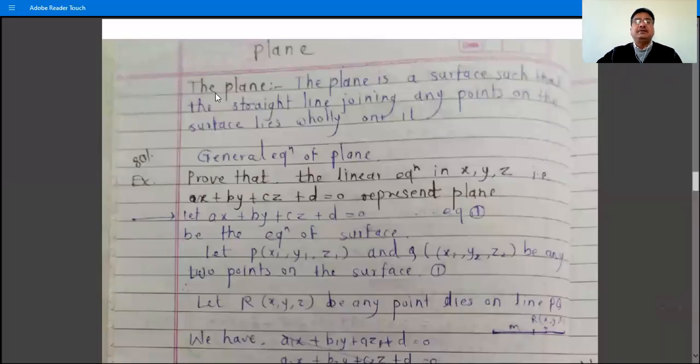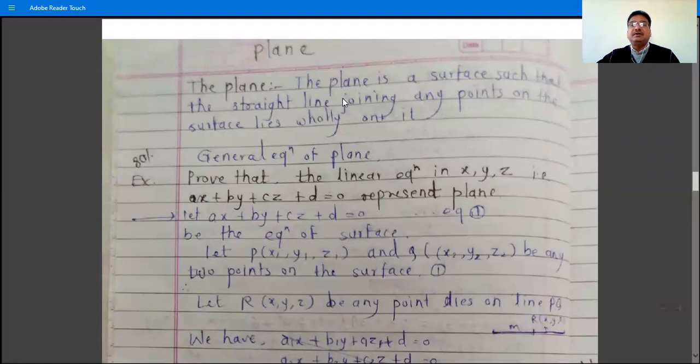Next topic is plane. The definition of plane. A plane is a surface such that the straight line joining any two points on the surface lies wholly on it. So, very simple definition. That is, if we join any two points on that surface, and if the line joining those two points wholly lies on that surface, then we say that the surface is a plane. That is, the whole line means all the points on that line lie on the surface. Then we say the surface is a plane.